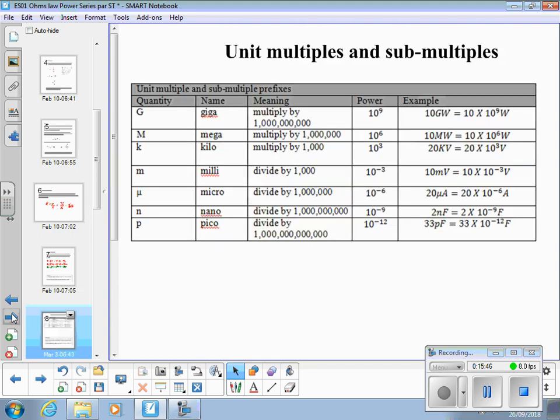Just before I get you to have a look at the tutorial questions in the basic electrical calculations handout, have a quick look at, I'm sure you're both familiar with these anyway, the unit multiples and submultiples system for engineering. Giga, 1,000 million, or 10 to the 9, e.g. 10 gigawatts is equal to 10 times 10 to the 9 watts.